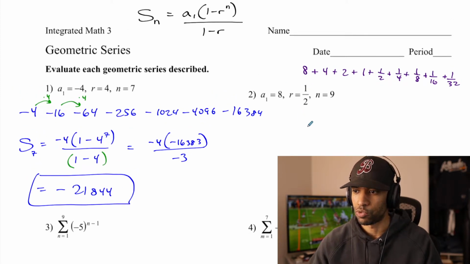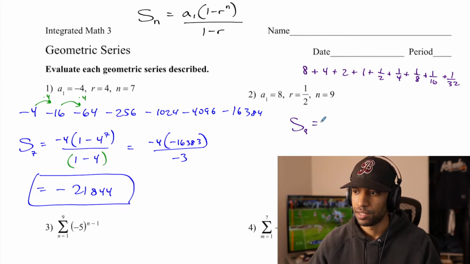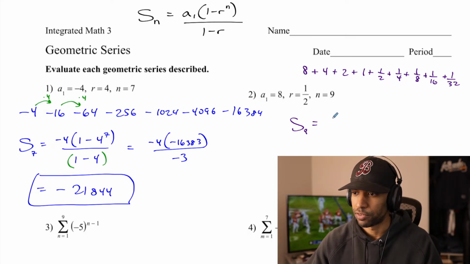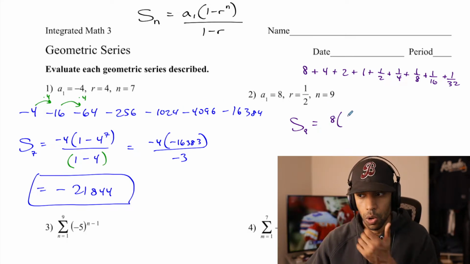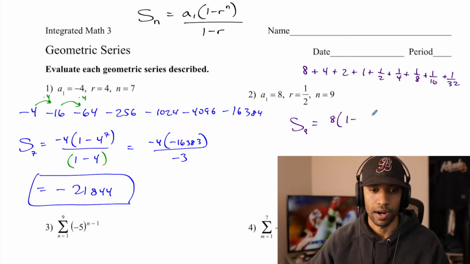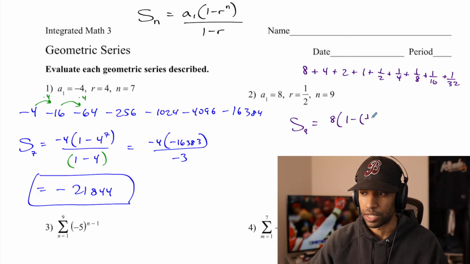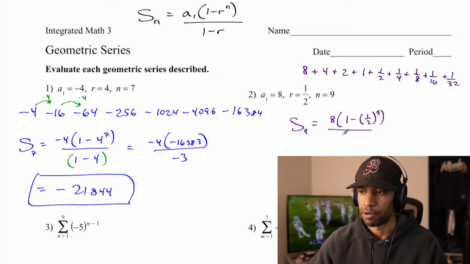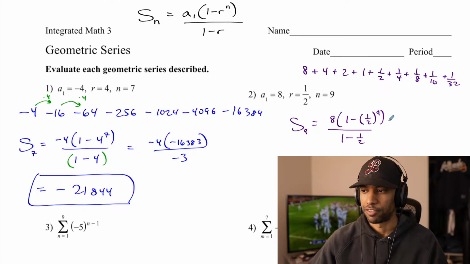Now, formula-wise, it would be S sub 9, that's 9 terms, right? And that was 7 terms here. S sub 9 equals the value of the first term times 1 minus. Now, here's where typing something in a calculator can get a little tricky. 1/2 should be in parentheses there to the 9th power, divided by 1 minus 1/2 here.